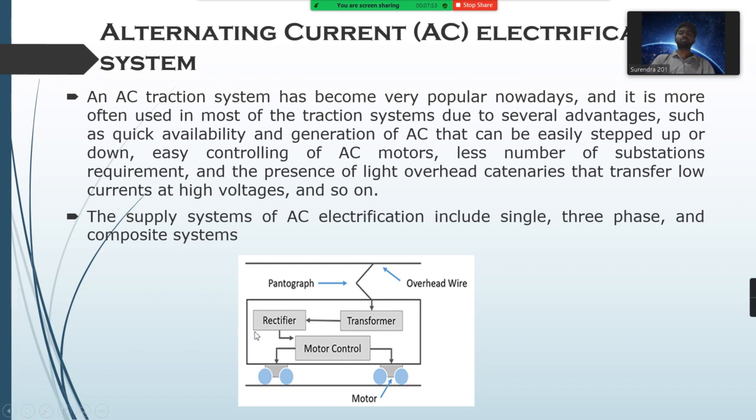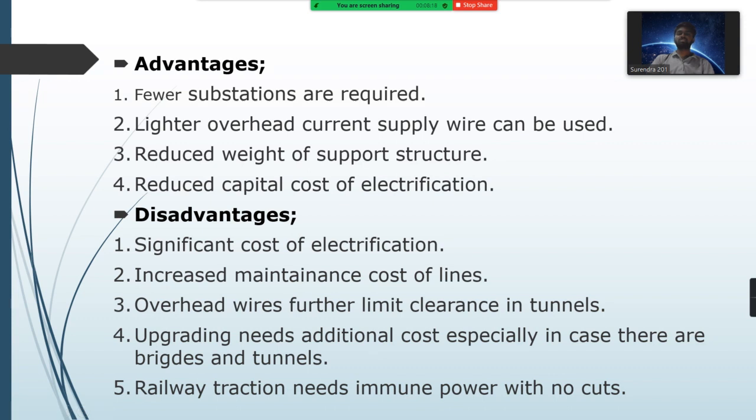This is the block diagram of the alternating current electrification system. It consists of rectifiers, transformers, and motor control, which interface with the motor as well as the overhead wire. It will rectify the overhead current through the transformer and feed it to the motor. The advantages of this system are that few substations are required, a lighter overhead supply wire can be used, there is reduced weight of the supply support structure, and reduced capital cost of electrification.